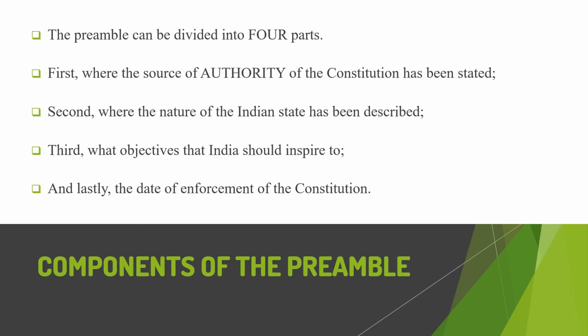Second, where the nature of the Indian state has been described. India is to be a sovereign, socialist, secular, democratic and republican polity. Third, where objectives that India should aspire to are stated. It tells that we must achieve justice, liberty, equality and fraternity. And lastly, the date of enforcement of the Constitution. November 26, 1949 is the historic day when we adopted and enacted our Constitution. However, the Constitution came into force on 26th of January 1950.